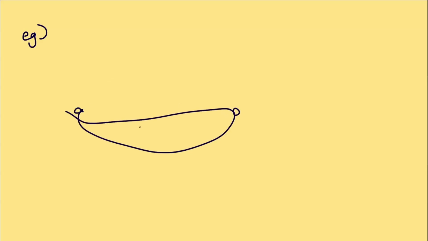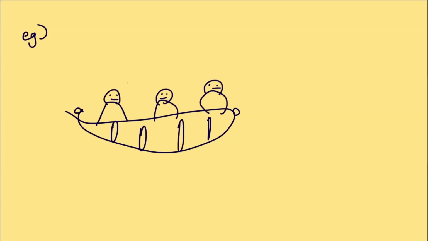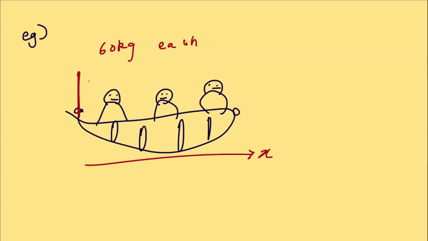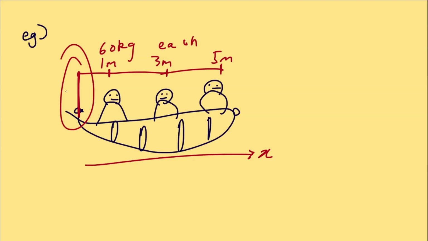Here's an example problem. Three friends go on a holiday trip and they go on one of those banana boats that you can hire. There's the banana boat, and here are the three friends. They are all 60 kilos each. However, their distance from the end of the raft is different. So let's say this is our x-axis. From the left end of the banana boat, friend number 1 is 1 meter away, friend number 2 is 3 meters away, and friend number 3 is 5 meters away. Find the center of mass relative to the left-hand end.